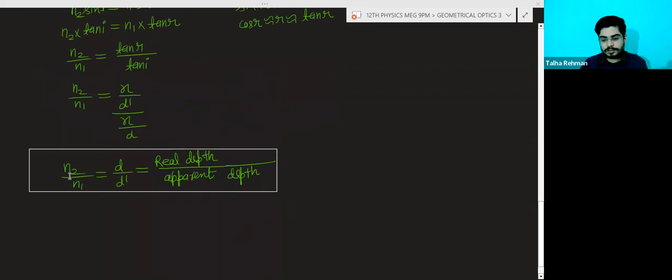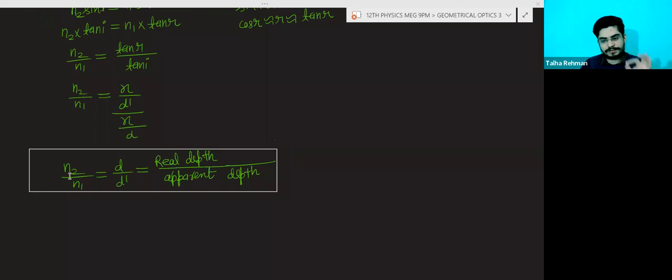Now, the formula you should know to solve the numerical, and I will take one very good numerical. We will apply this formula there only. What is N2? N2 is the refractive index of the medium from which the light is coming towards the observer.